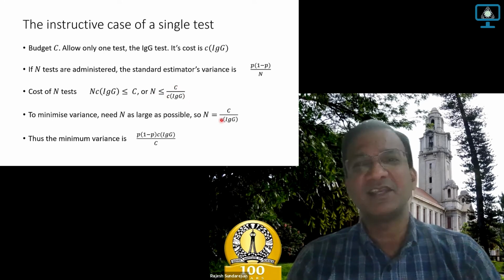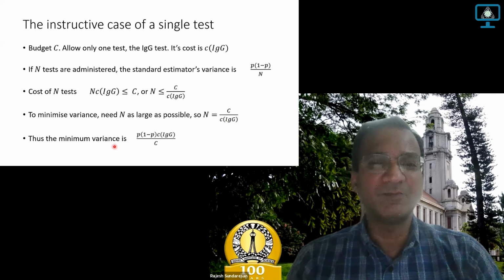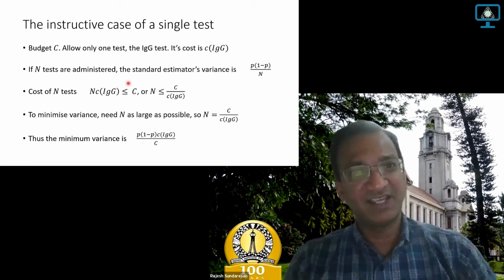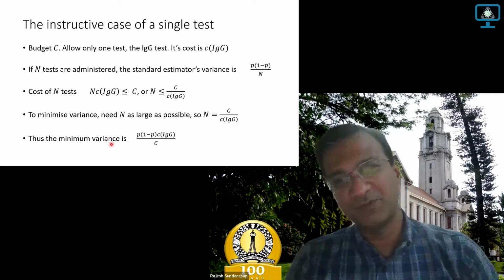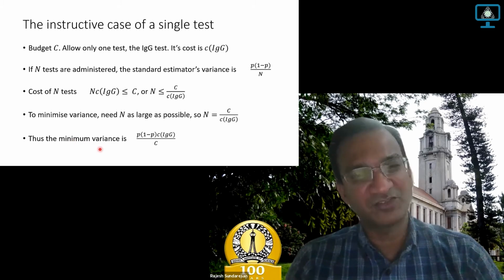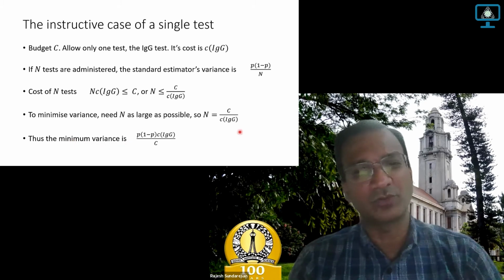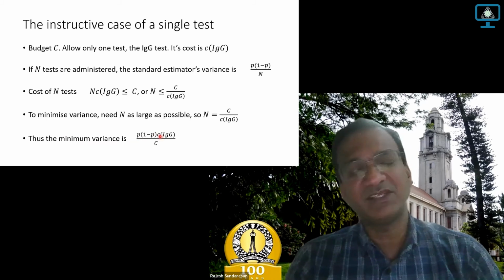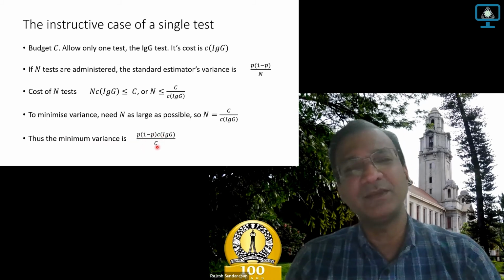So that's this. When you plug that in, the minimum variance is P times 1 minus P into 300 rupees divided by C. So what this says is that the answer, which is the minimum variance, the margin of error is going to be proportional to the square root of this. The minimum variance is P times 1 minus P times 300 rupees divided by the budget.